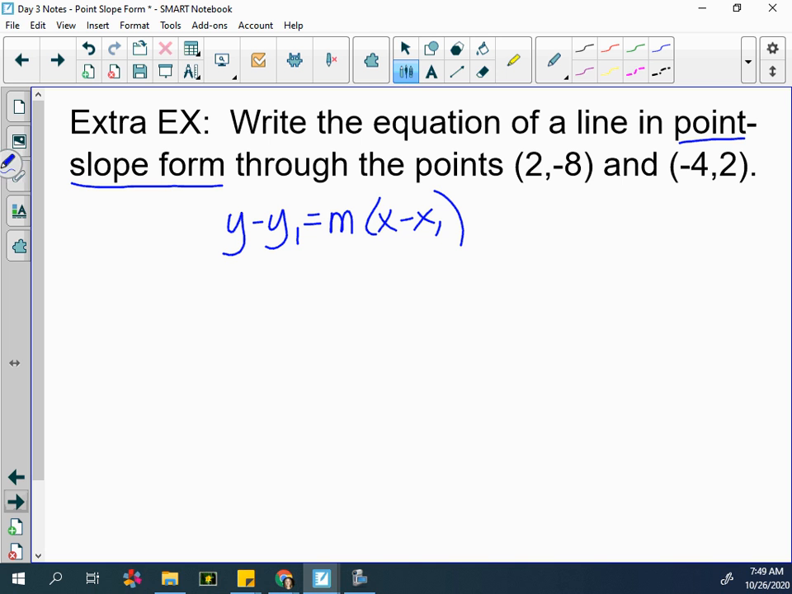So I need 2 things to write an equation. A slope and a point. I have 2 points over there, so I really need one of the 2 points. It doesn't matter which one. But I need a slope. How do I get my slope?